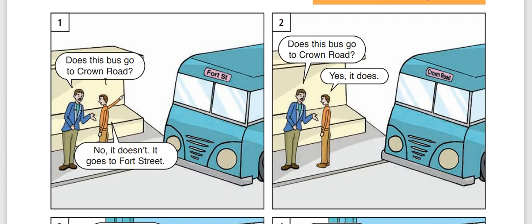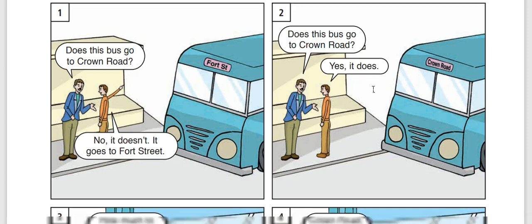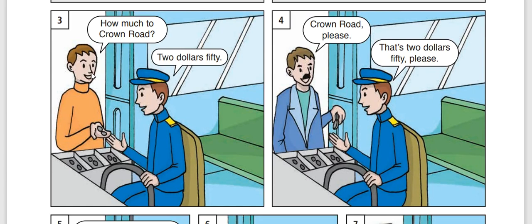Picture 1. Does this bus go to Crown Road? No, it doesn't. It goes to 4th Street. Picture 2. Does this bus go to Crown Road? Yes, it does. Picture 3. How much to Crown Road? $2.50. Picture 4. Crown Road, please. That's $2.50, please.